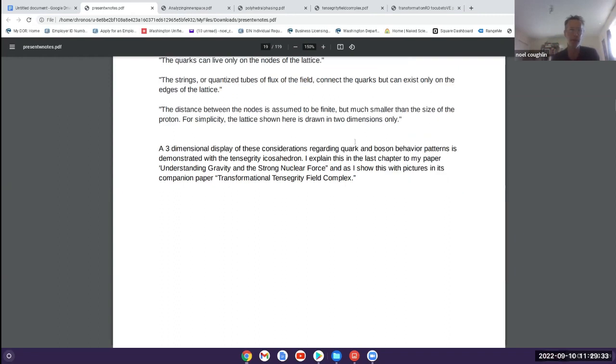And once again, I show a 3-dimensional display of this consideration regarding quark and boson behaviors and the Tensegrity icosahedron in 2 papers, Understanding Gravity and Strong Nuclear Force and Transformational Tensegrity Field Complex.